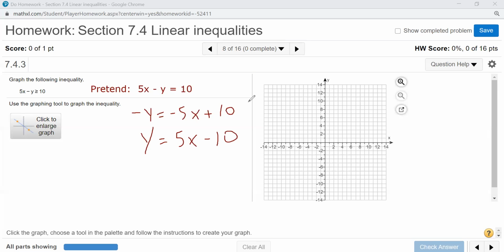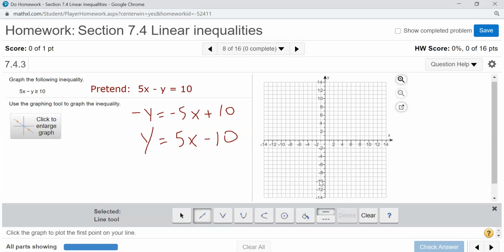So y equals 5x minus 10 is what this line is. So first, graph that bad boy. Grab your line tool. The y-intercept is 0, -10. So that's this point. Now the slope is +5. You can think of that as 5/1. So for every 1 unit I go to the right, where do I go? Up or down 5 units? Up.